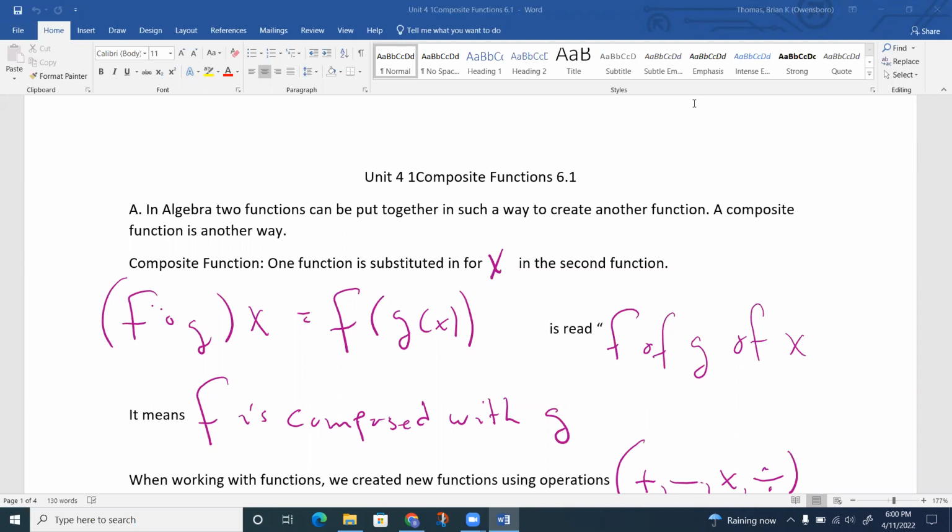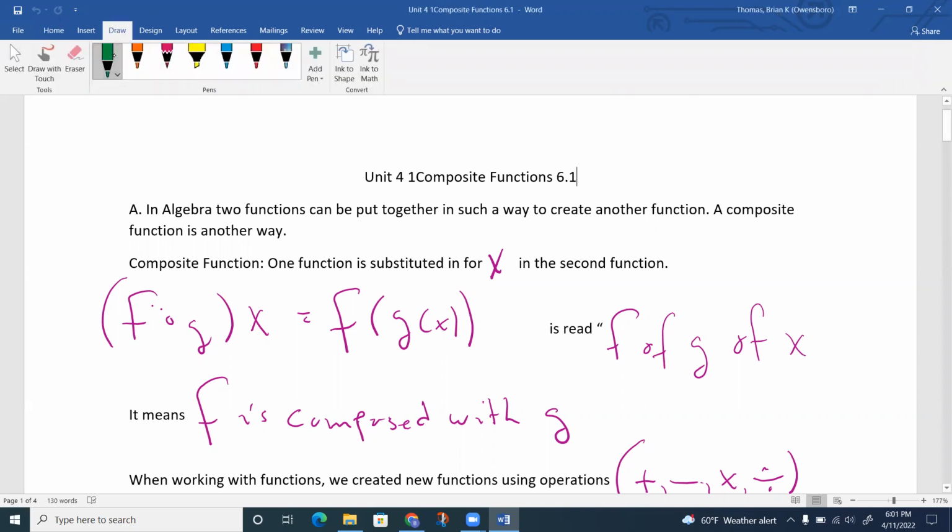As we talked about earlier in Unit 2, I believe we added, subtracted, multiplied, and divided functions. Now we're going to do what's called a composite function. It's kind of a mouthful, but we'll do what we can to lay it out for you here. Essentially, one function is substituted in for x in the second function.